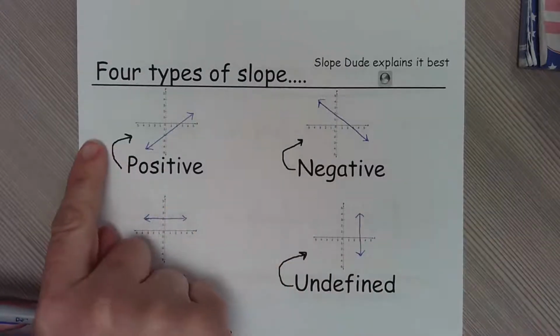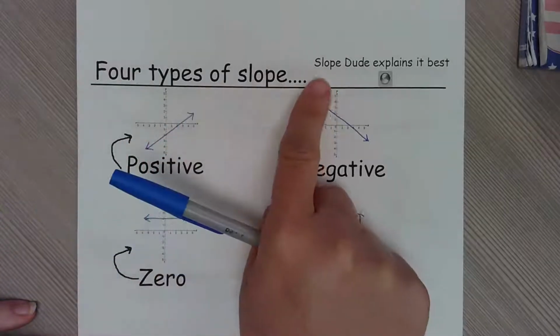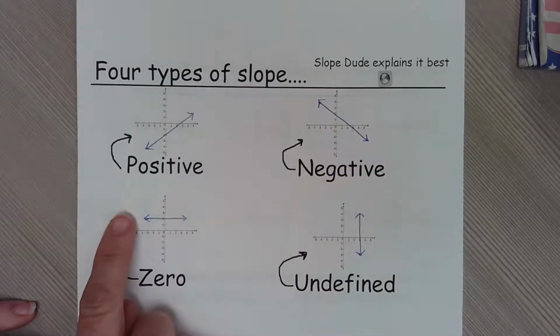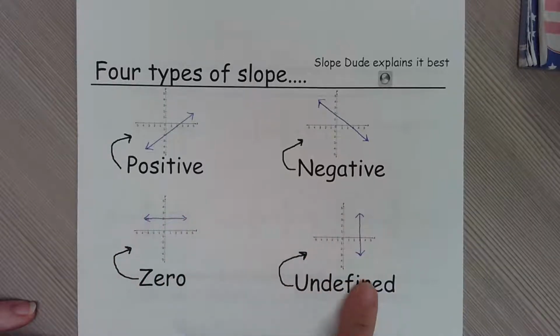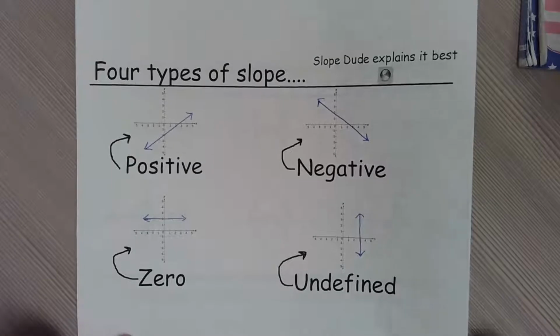All right, so again, going from left to right, if you're going up, it's positive. If you're going down, it's negative. If you're not going up or down any, you're going just straight across because it's called 0. And if it's straight up and down, then that is called undefined.